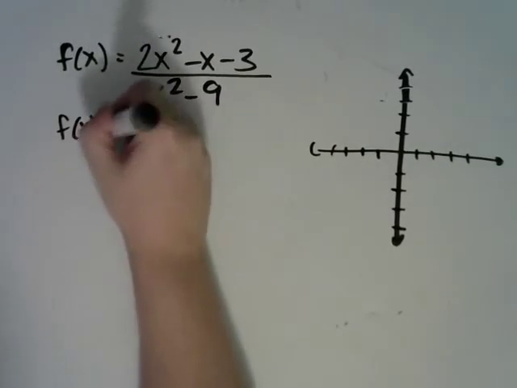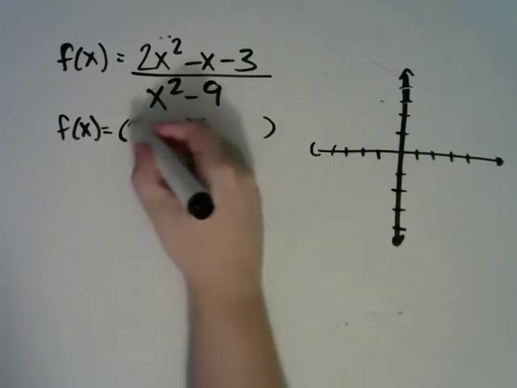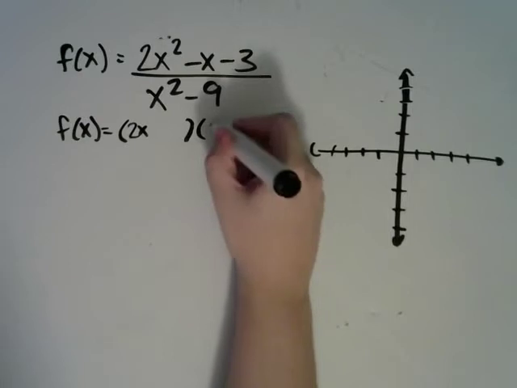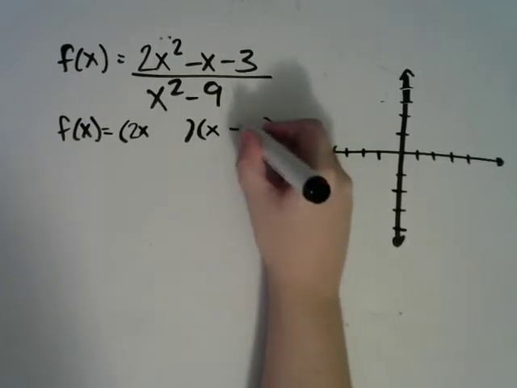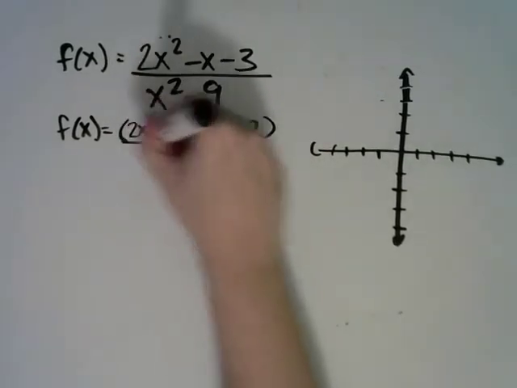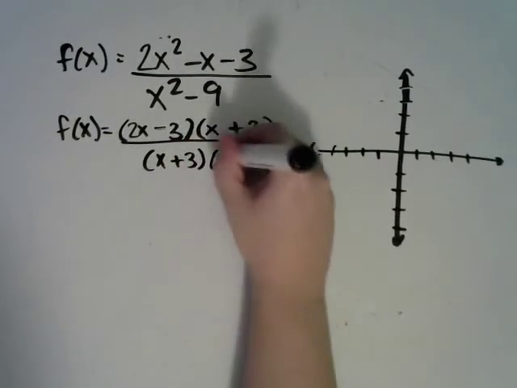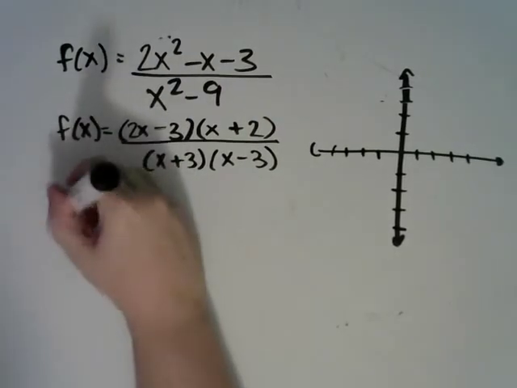The first step of graphing any rational function is to factor. And so we are looking for numbers that multiply to be -6 and add to be -1. And what we get is this. The denominator is x plus 3 and x minus 3. And now we have a lot of information we can use to find all of our key features.